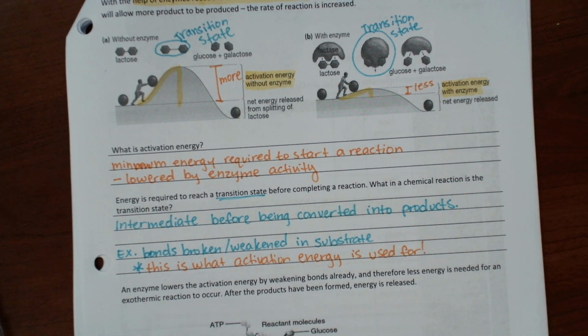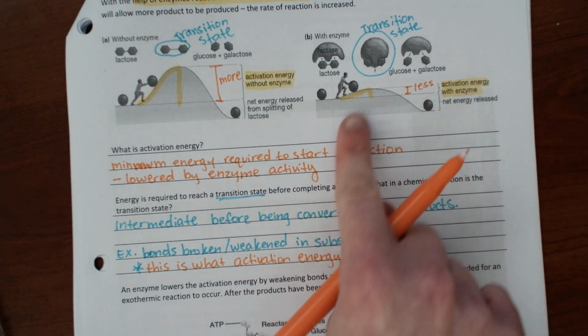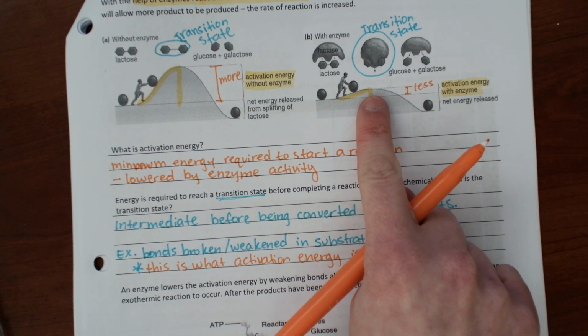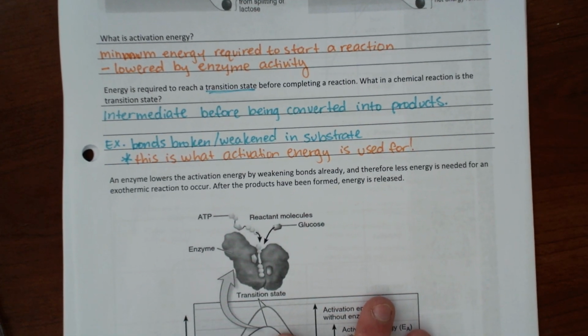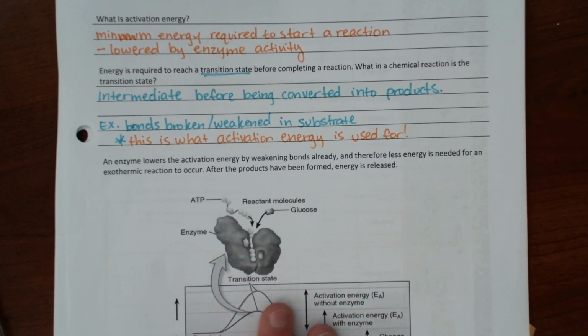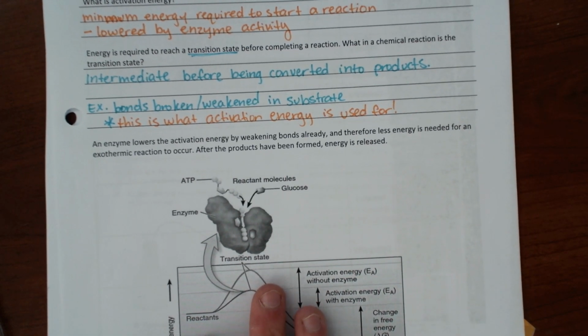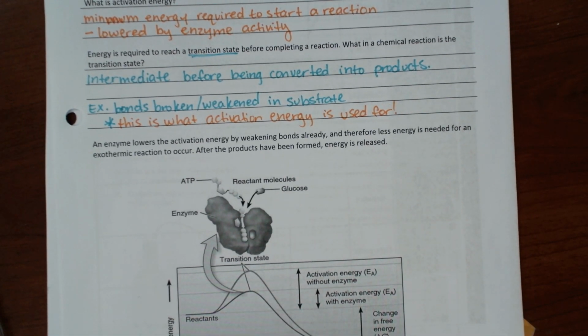And again, your enzymes do a lot of that so that it can reduce this activation energy needed for the reaction to occur. And so an enzyme lowers the activation energy by weakening bonds already. Duh, that's what we just talked about. And therefore, less energy is needed for an exothermic reaction to occur. After the products have been formed, energy is released.